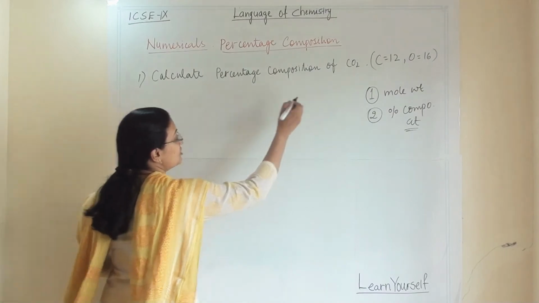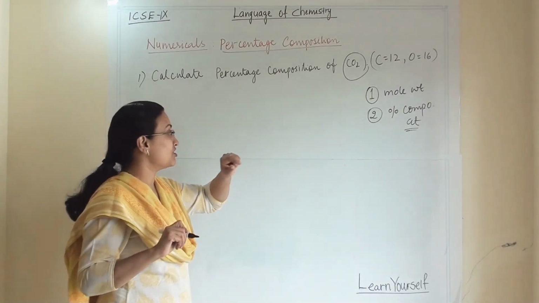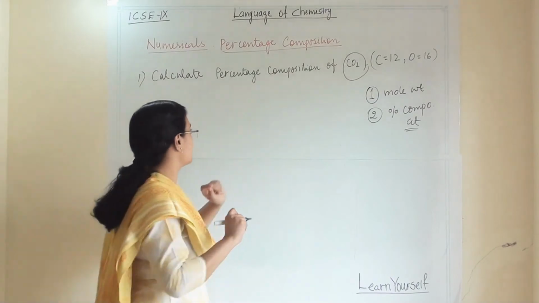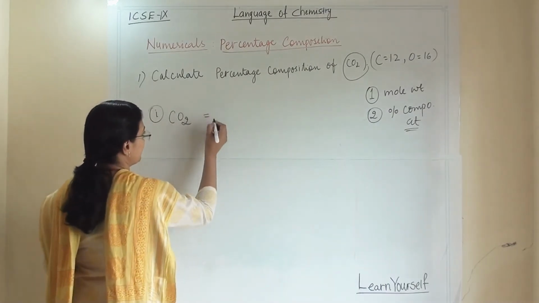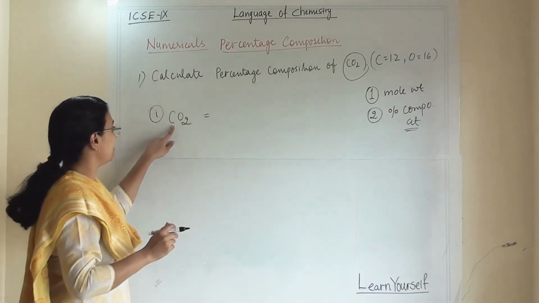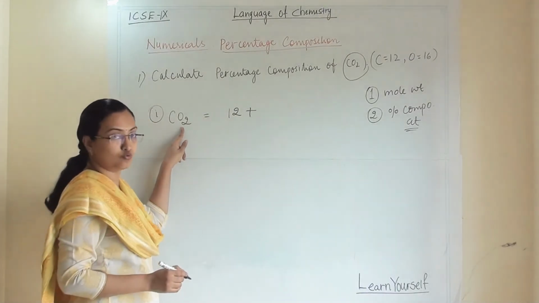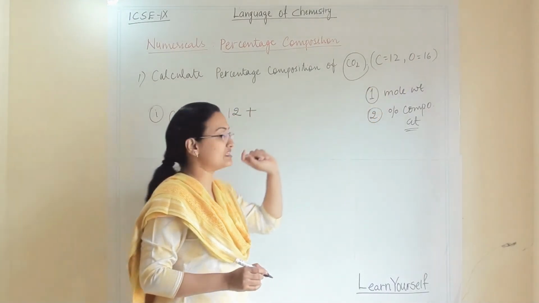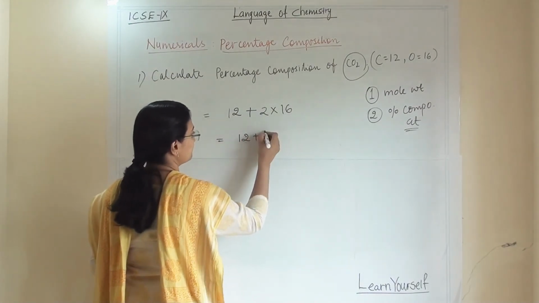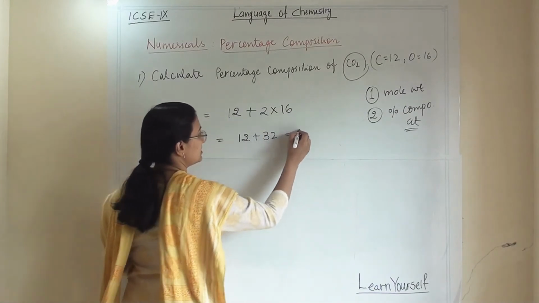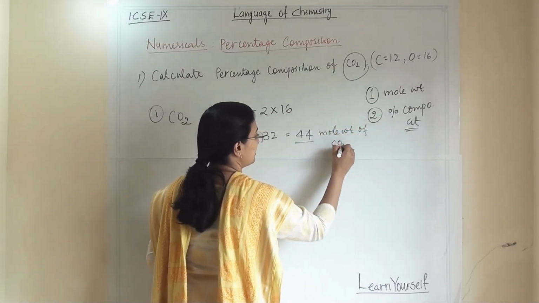So first, which compound has been given to us? Carbon dioxide. So this is carbon dioxide. In the first step, we will find out the molecular weight. So carbon is 12. How many carbons do we have here? Only 1. So 12 for carbon, plus how many oxygens do we have? 2 oxygens, and oxygen's atomic weight is 16. So 2 into 16. So 12 plus 32. We will get 44 here. This is our molecular weight of carbon dioxide.